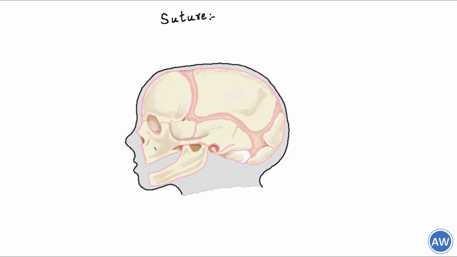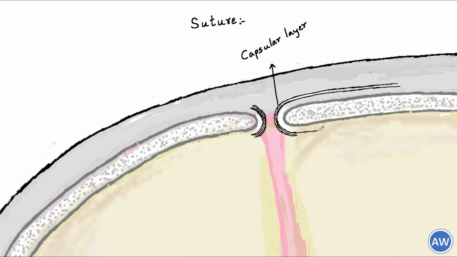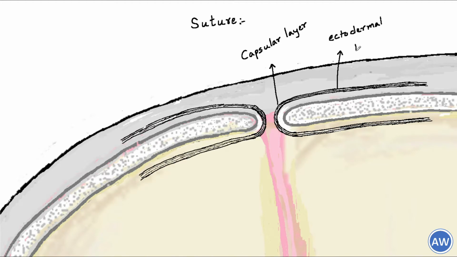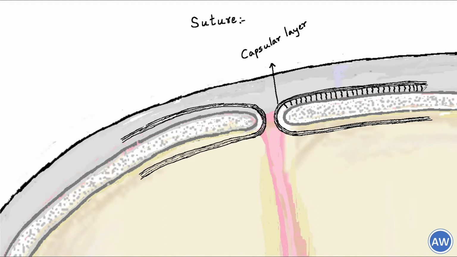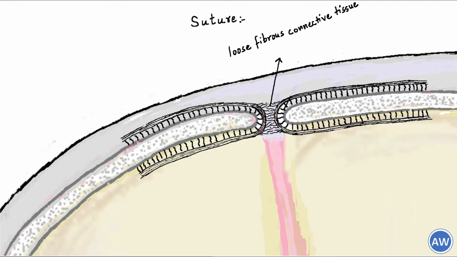If you look at a suture, the two bones are separated by a layer of membrane-derived connective tissue. The sutural aspect of each of these bones is covered by a layer of capsular lamella, which consists of fibrous tissue, and this capsular lamella is continuous with the periosteum on both the endo and ectocranial surfaces. Now, beneath this layer, there is another layer which contains the osteogenic cells, and this layer is called the cambial layer. The area between the capsular layers consists of loose fibrous connective tissue.